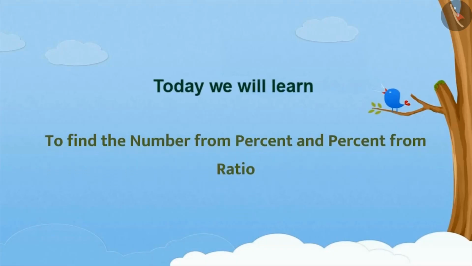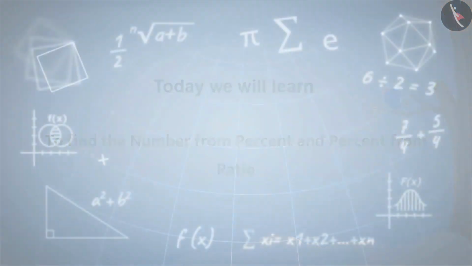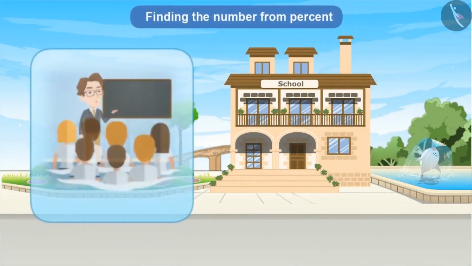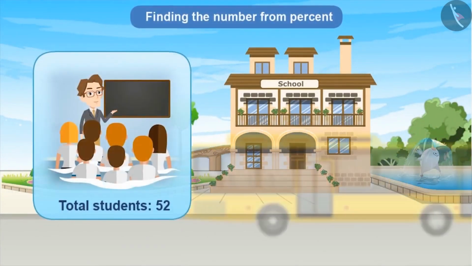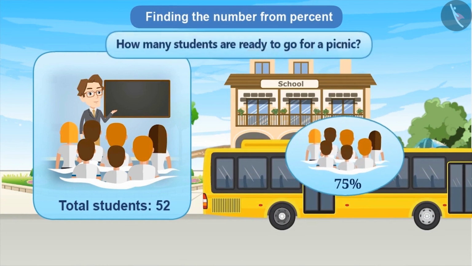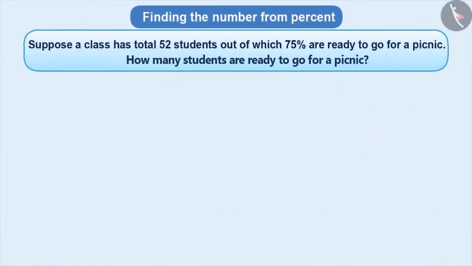Today, we will learn to find number from percent and percent from ratio. Suppose a class has 52 students, out of which 75% are ready to go for a picnic. So tell me how many students are ready to go for a picnic. To find the number of students going for a picnic, we need to find 75% of total 52 students. That means we have to find the product of 75% into 52.